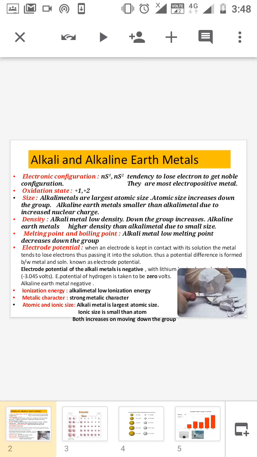We are discussing the general characteristics of alkali and alkaline earth metals. This is something you have already studied in plus 2 classes. It is a very simple topic, but from the examination point of view it is very important. The first characteristic is the electronic configuration.